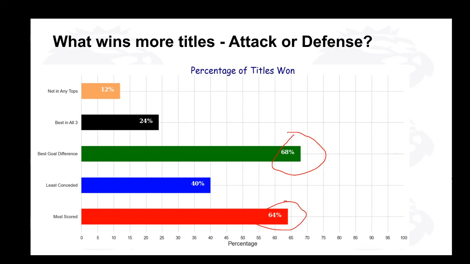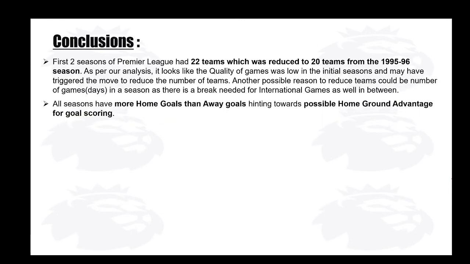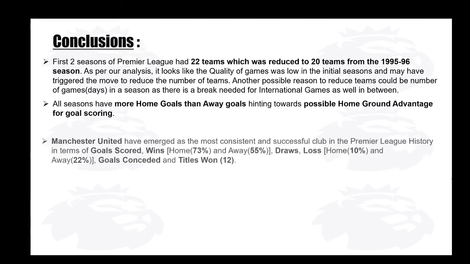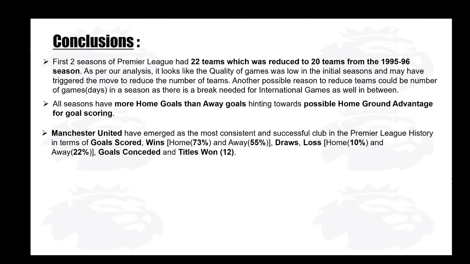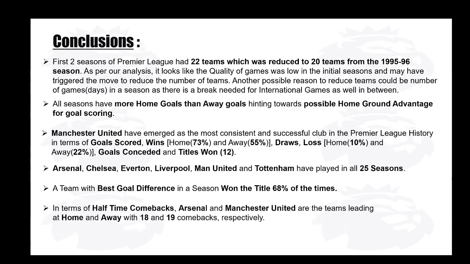With this, we have concluded the EDA portion of the Premier League. Let's see the conclusions that we have. So the teams were reduced from 22 to 20 after the 94-95 season. We see more home goals than away goals, possibly home ground advantage. Manchester United emerged as the most consistent and successful club of the league with the most titles won and leading on all fronts. We have six teams, the big six, that have played all 25 seasons. The best goal difference won the title 68% of the times. In terms of halftime comebacks, Arsenal and United are leading. And we also looked at the worst and best stats of the Premier League.